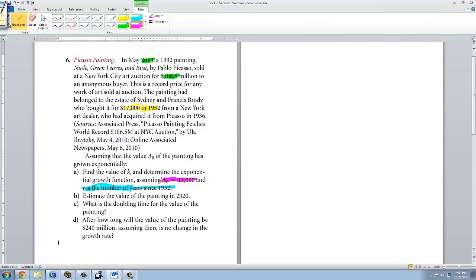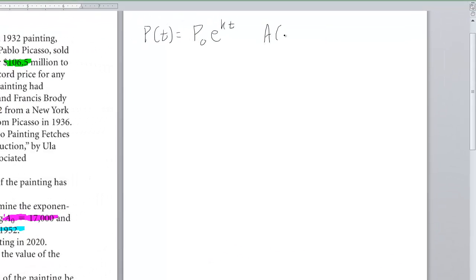So because this is an exponential growth problem, we're going to use our exponential growth equation that we learned in the lecture, which is p of t is equal to p sub 0 e to the kt. Now, notice here they use a instead of p, which is okay. To stick with their letters, in this case a, which I would assume means amount, a of t is equal to a sub 0 e to the kt.